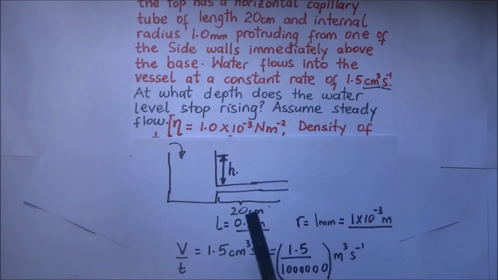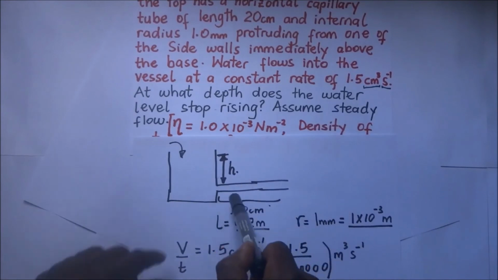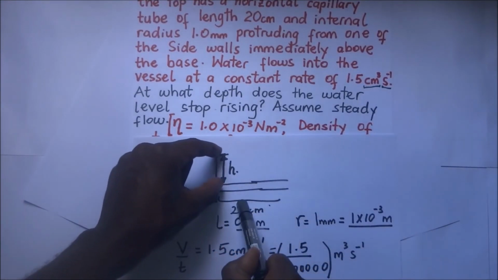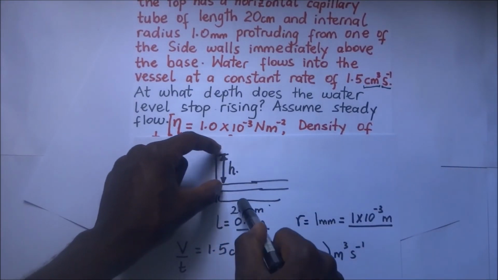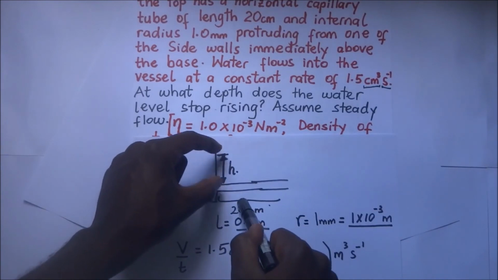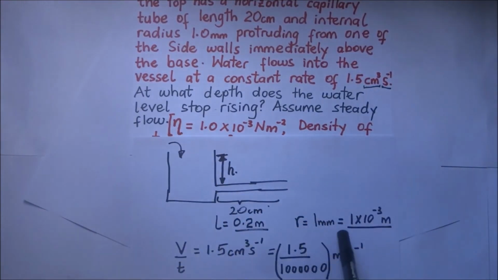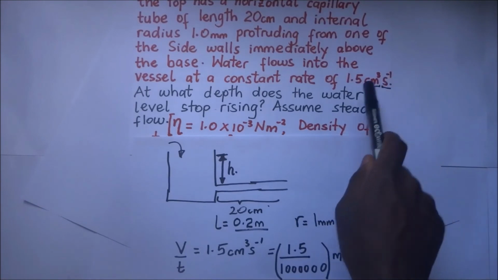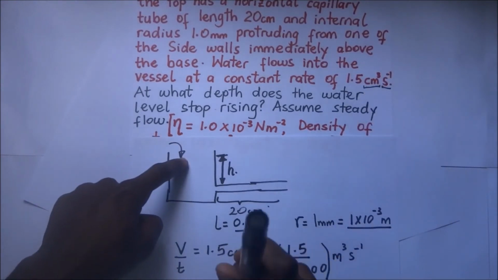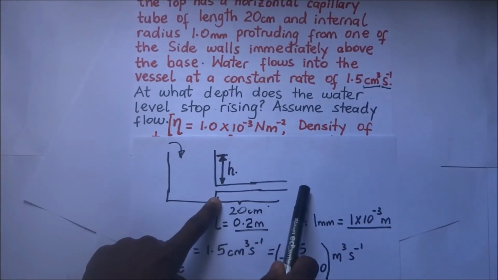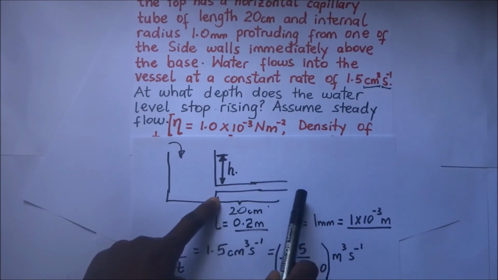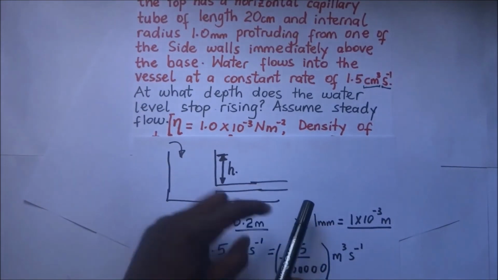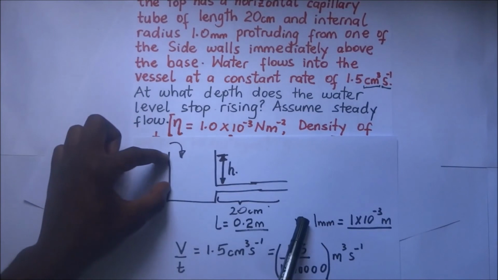So definitely, if this height is to be constant, it would mean that if we are having 1.5 centimeters cubed of water coming in, we are still having 1.5 centimeters cubed of water going out, meaning what is coming in is what is going out, and so this height is constant.